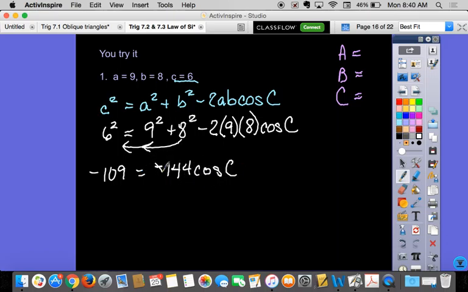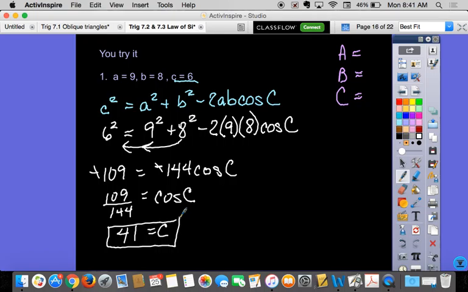So the negatives go away. And what you have is 109 over 144 is equal to cosine c. So you have to do the inverse cosine of that crazy fraction. And that will give you your first angle, which when you round it, that's good because I got 40.8. Go ahead and round it to 41. So I got 41 degrees. All right, let's do it again.